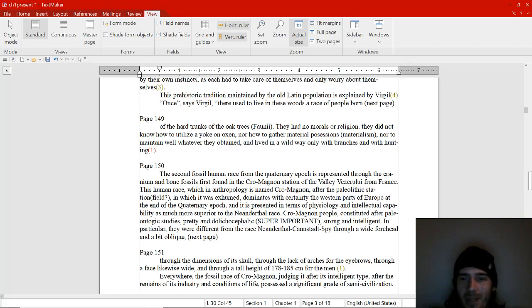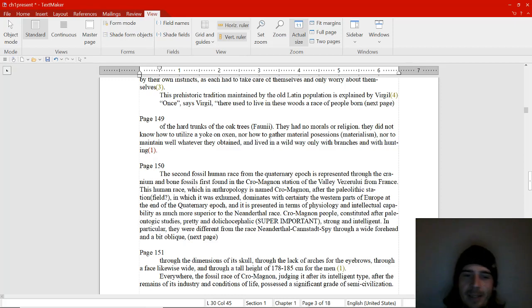Cro-Magnon people, constituted after paleontologic studies, were pretty, dolichocephalic, strong. That's a reference to how the skull is structured. It's like an oval shape. It's like a cone head shape. Strong and intelligent. In particular, they were different from the Neanderthal race of Kronstadt through a wide forehead and a deep oblique.